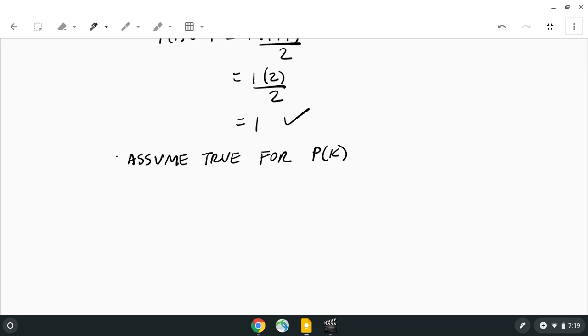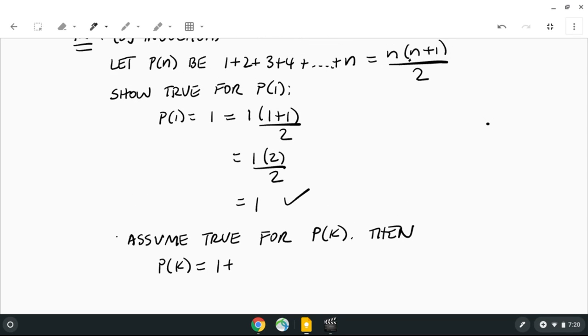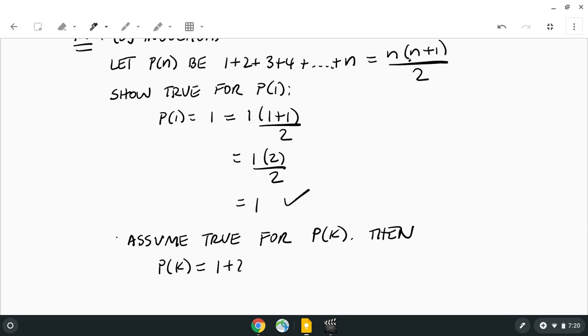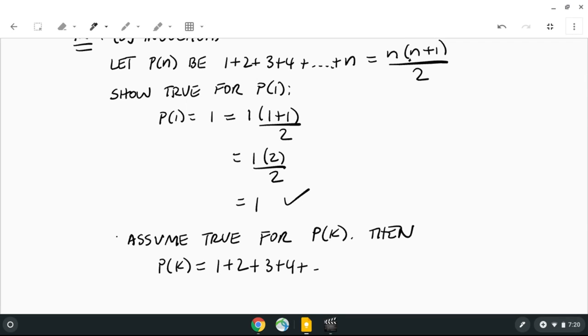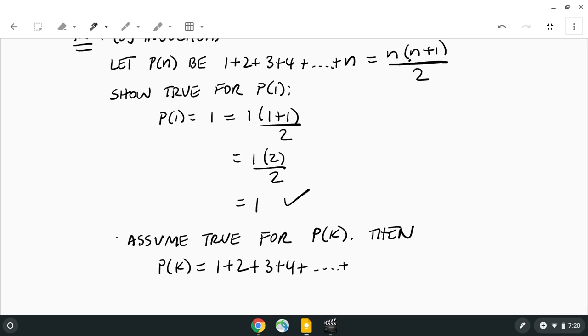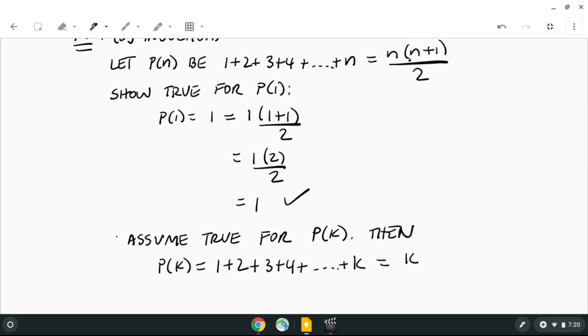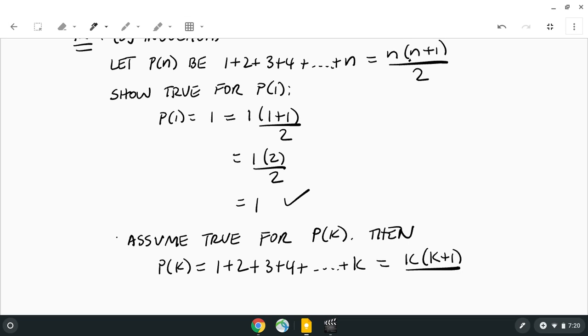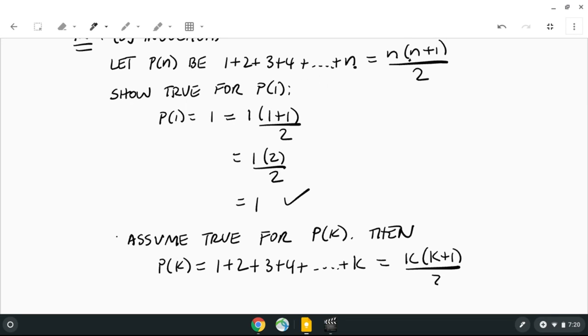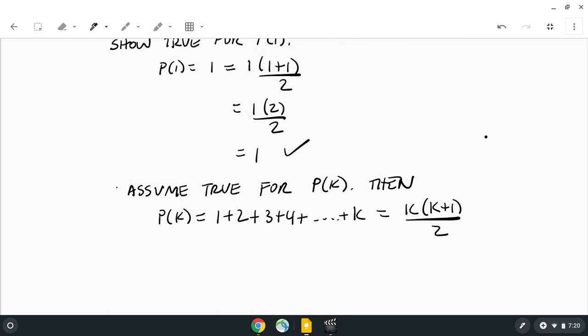Then, let's write it out for P of k. P of k is 1 plus 2 plus 3 plus 4 plus, now we're replacing all the n's with k, so we're going to put k here, and we're going to put k times k plus 1 all over 2. We're assuming that it's true for P of k. If it's true for P of k, then I can plug in k here.